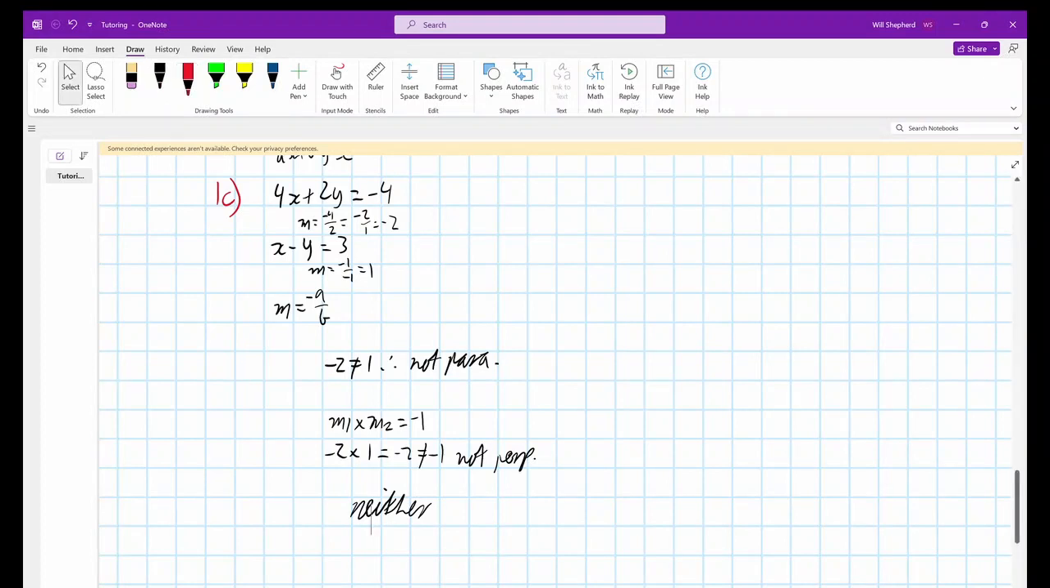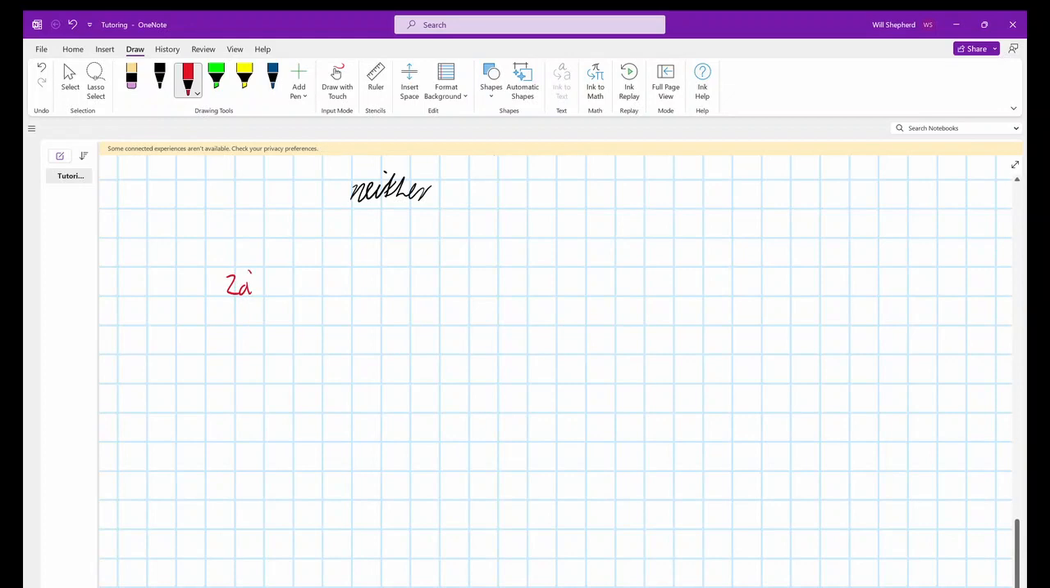Okay, jumping into it now, we're going to question 2a. In 2a, we have the equations y equals 3x minus 1.